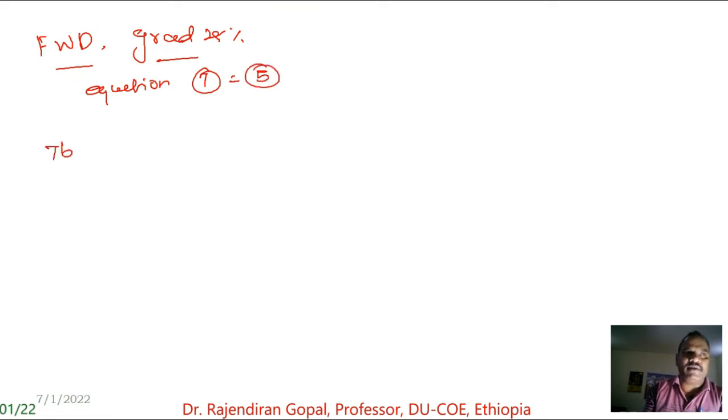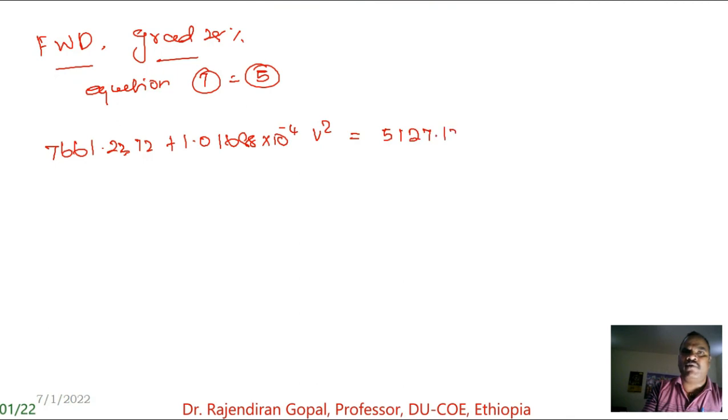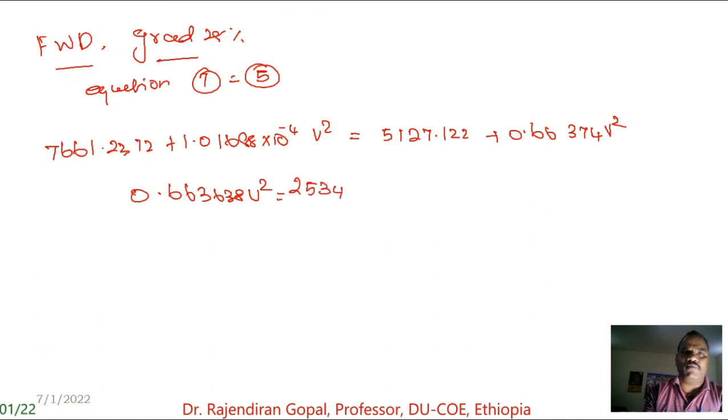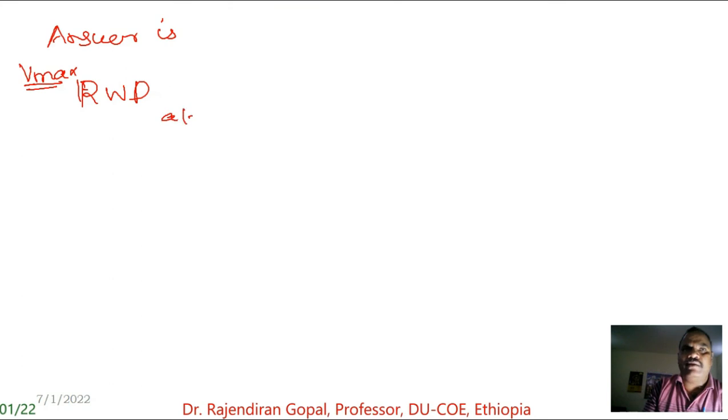Then front wheel drive with grade 25% is equating equation 7 with 5. We get 7661.2372 + 1.01688 × 10^-4 V² = 5127.122 + 0.66374 V². 0.663638 V² = 2534.1152. Then V is equal to 61.794 kilometer per hour.